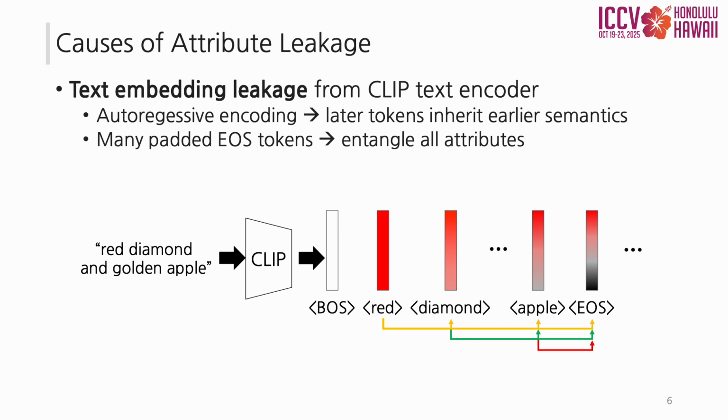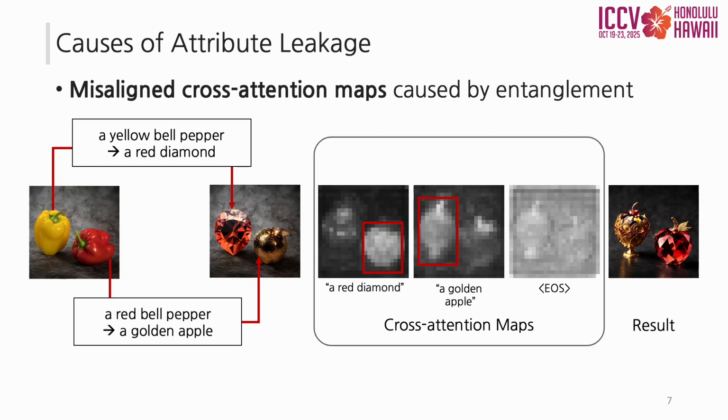We found that the root cause of this leakage lies in the CLIP text encoder. Since CLIP encodes text autoregressively, the embeddings of later tokens inherently entangle the meanings of earlier tokens. Moreover, the encoder attaches each prompt with multiple end-of-sequence tokens, and these EOS embeddings tend to entangle the attributes of the entire prompt. As a result, these entangled embeddings are passed into the cross-attention layers of diffusion models, causing the attribute leakage. This entanglement also leads to misaligned cross-attention maps.